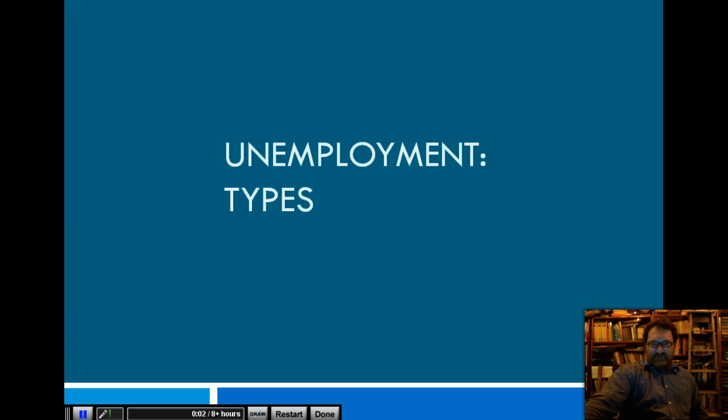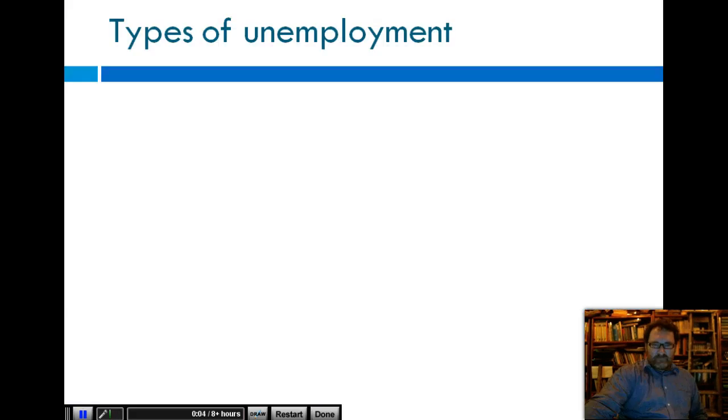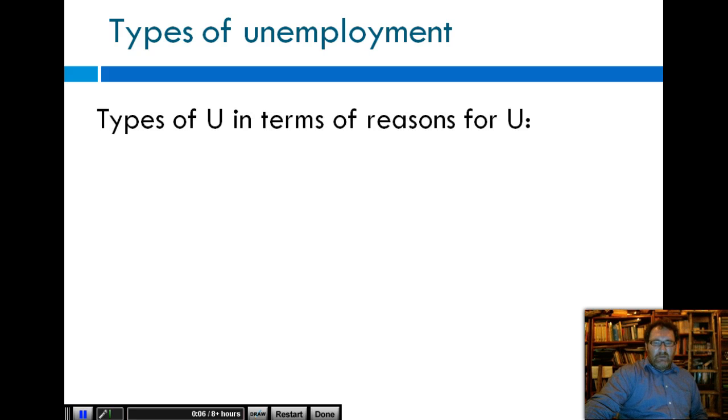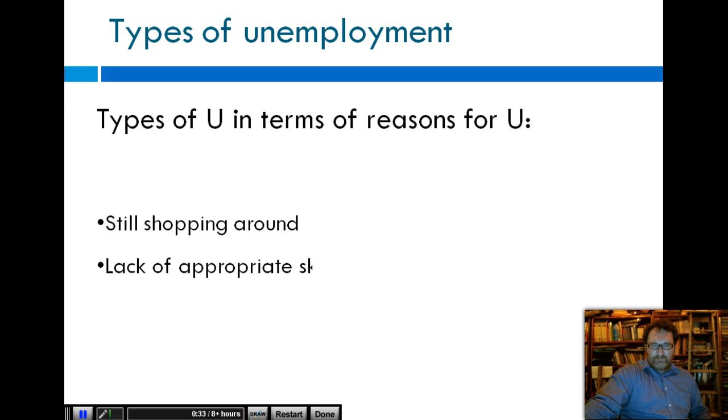Okie dokie, let's do types of unemployment. We can group types of unemployment according to the reasons why people could be unemployed. So we could say there is a percentage of the unemployed who are unemployed because they're still shopping around for a better job. They're looking for a better job.